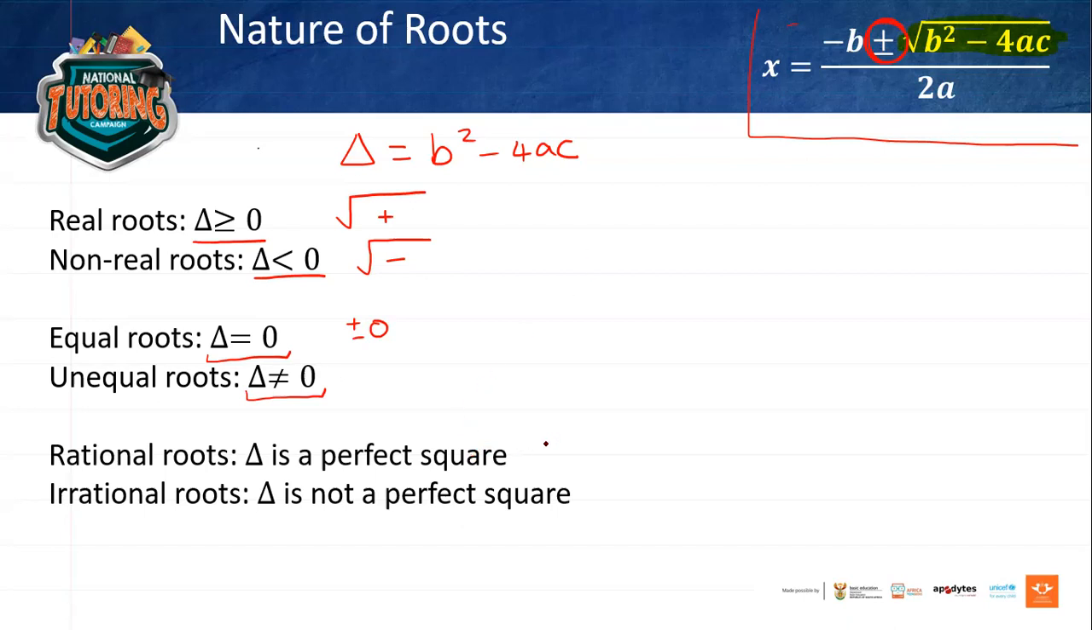Rational roots are when our surd is a perfect square. So if I'm square rooting a nice perfect square, then I'm going to get rational roots. Irrational roots would be when the surd is not a perfect square. I haven't got examples on these because there is no time, but that's just a summary of your nature of roots.